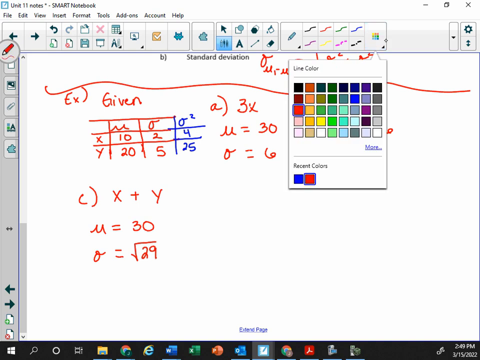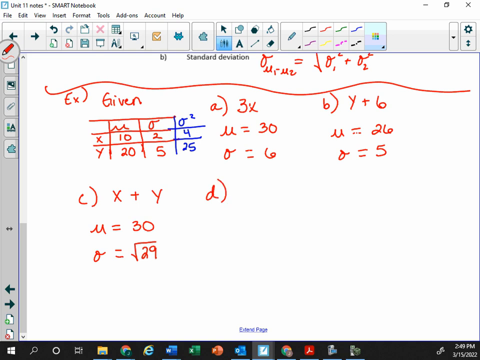All right, let's try again. How about we do x minus y? New mu, new sigma. Square root of 29, yes. You're really close on the mu. It'd be negative 10, because you actually do x minus y.